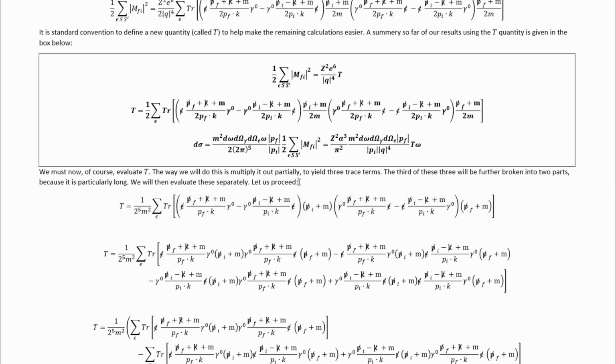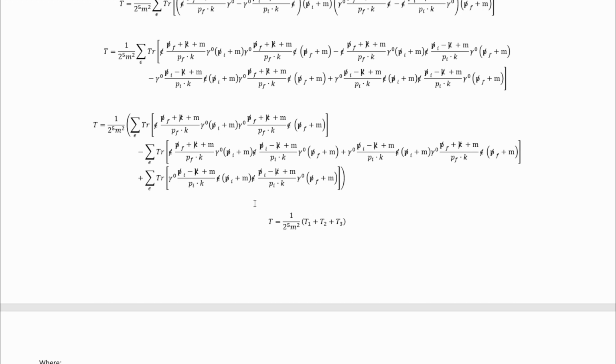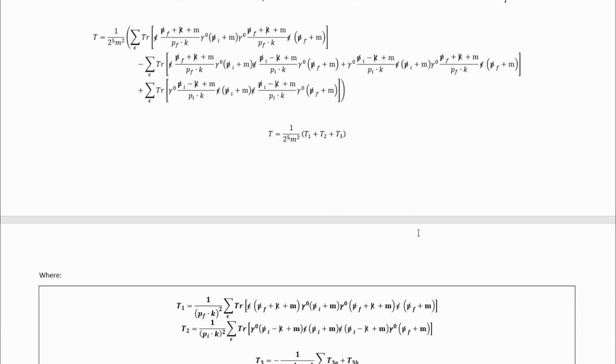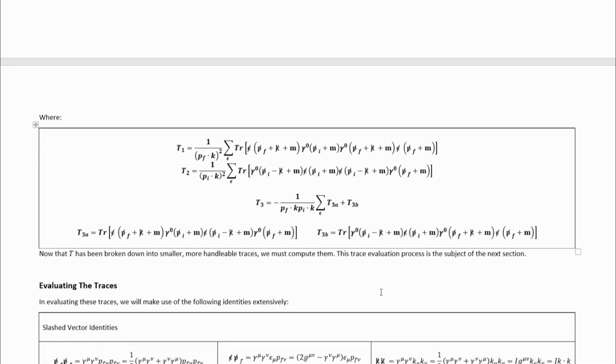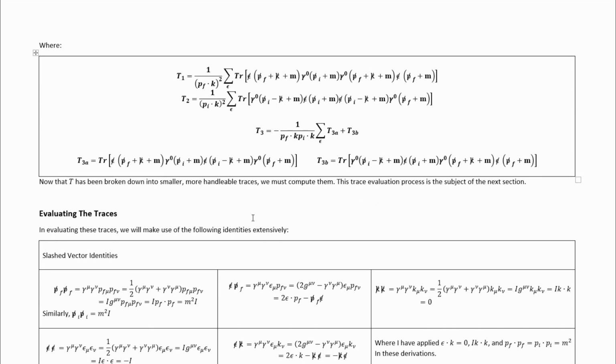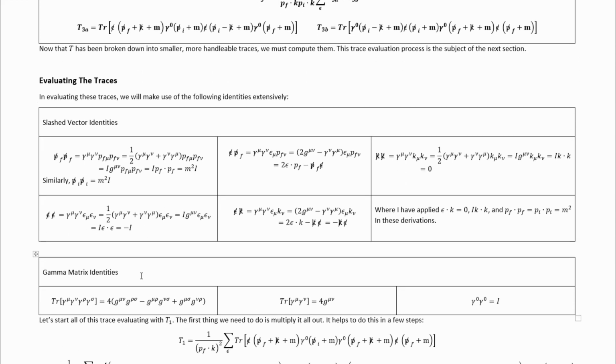The way we'll do this is to partially multiply it out to yield 3 traces, and the third one will be broken up into 2 other traces. Then we'll evaluate all of those separately. So I multiplied it out in 2 steps to keep things clear, and then these 3 terms end up being the 3 traces T1 through T3, where I define them like this specifically, and then that T3 one, of course, I split up, as I said, into 2 smaller traces. Now that the T has been broken up into smaller, more handleable traces, we must compute them. The trace evaluation is the subject of this next section.